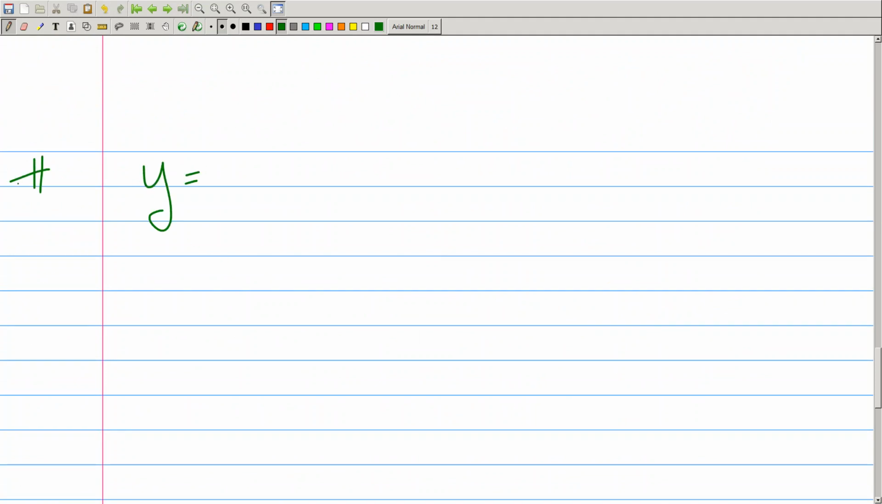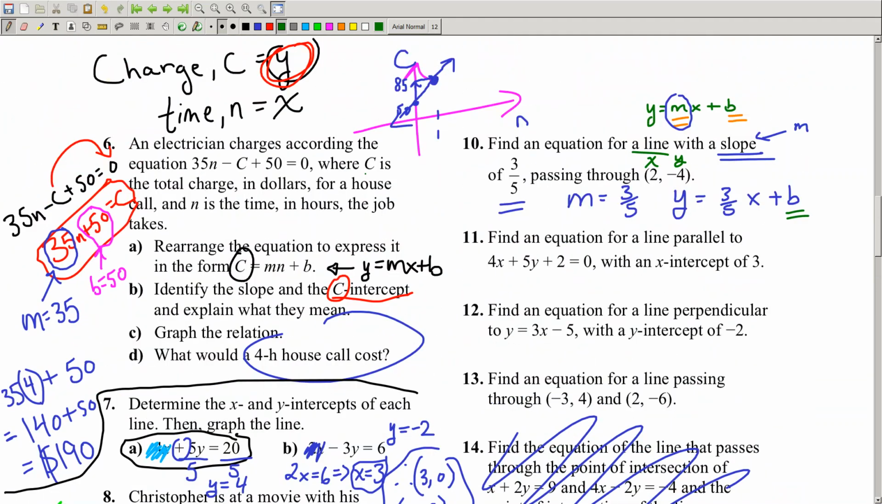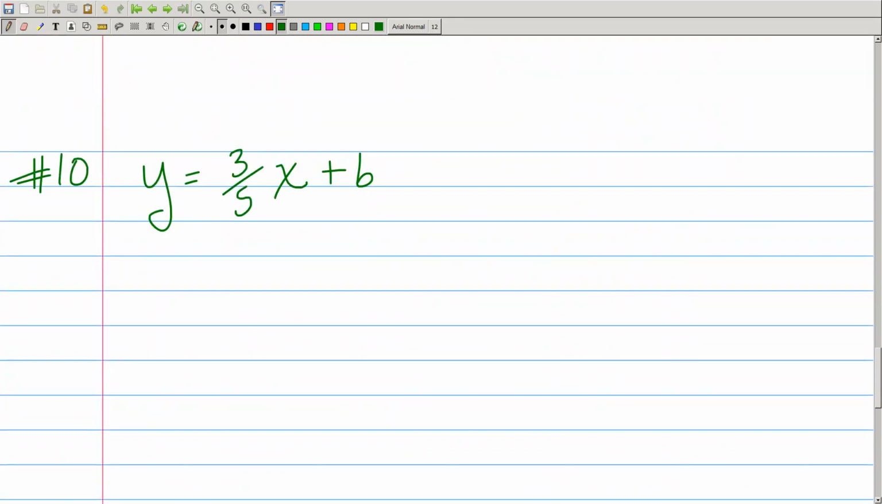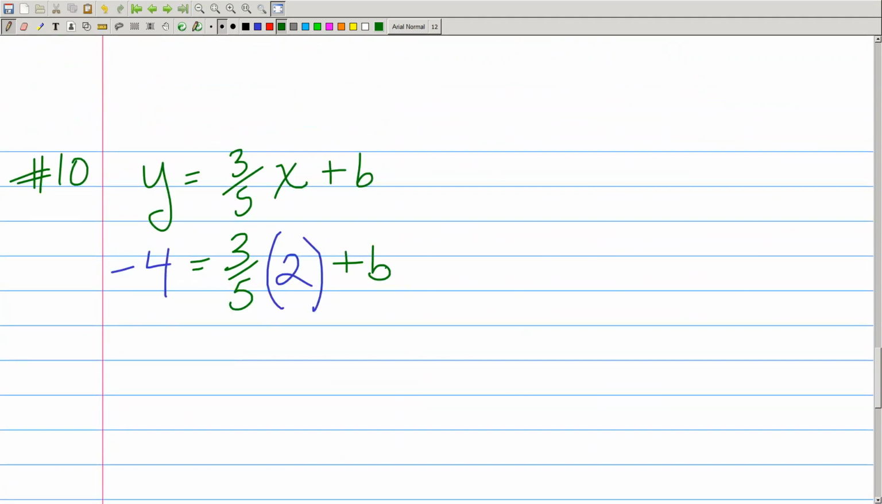So this is number 10. Y equals 3/5 x plus b. Okay, and x is 2, y equals -4. So I go -4 equals 3/5, x is 2, and I solve for b. Let me just double check those values. 2, -4, very good. And now I isolate for b.